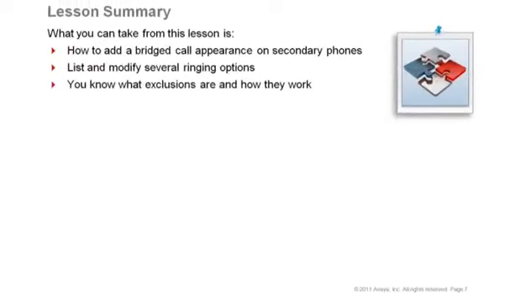What you can take from this lesson is how to add a bridge call appearance on secondary phone or phones, how you must add a bridge call appearance for each call appearance that you want to be answered on a secondary phone. You can modify the ringing by turning on per button ring control on the phone. And also you would want an exclusion. First, you want to have an exclusion button, which is a feature button programmed on each of your phones that have a bridge call appearance. And you also can have the feature of automatic exclusion, which is part of the class of service form.